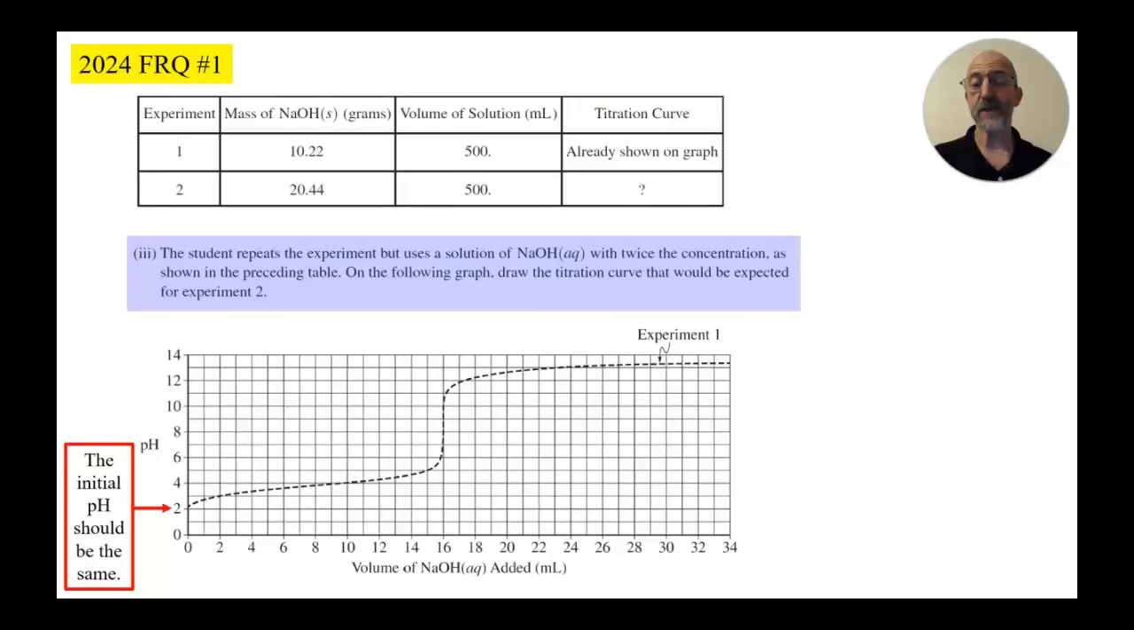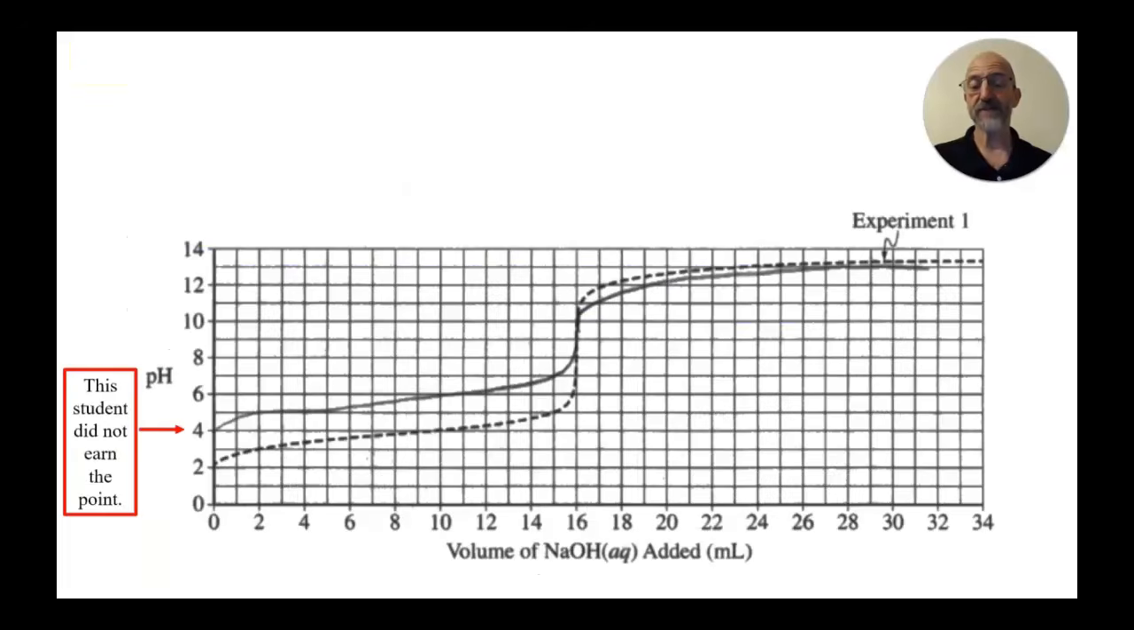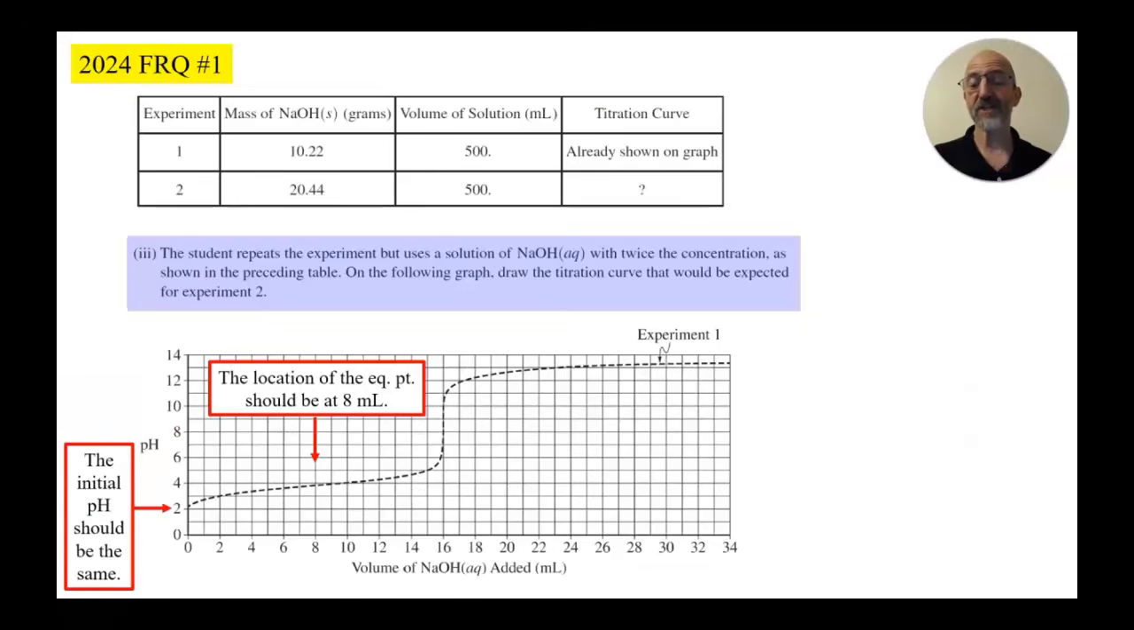What's changing is the location of the equivalence point. So on this student's titration curve, they did not earn that point because they moved the initial pH to a different value. So that would be incorrect. So the location of the equivalence point, if we have double the concentration of sodium hydroxide, would be that now the location of the equivalence point should be at 8 milliliters instead of 16 milliliters.